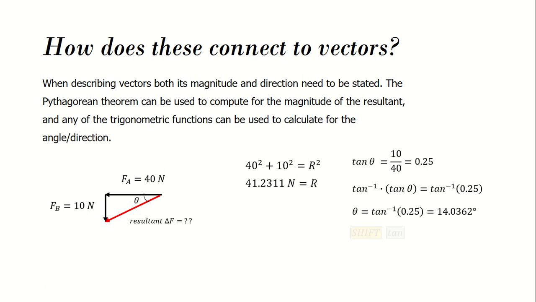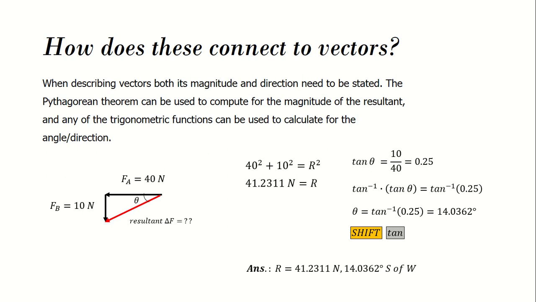So how do you put that in your calculator? You just click on shift first and then the button for the tangent and then you put 0.25. You will get the value for the angle. Angle can be described in terms of degrees. So that's what we have here. So this is 14 degrees. This angle is 14 degrees.